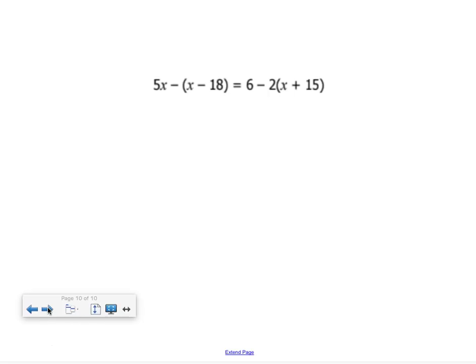Spoiler alert. So, again, what's in front of this parentheses? Well, we know it's an imaginary 1. So I have to distribute that. I'm going to have 5x. Negative 1 times x is negative x. Negative 1 times negative 18 is plus 18, equals 6. Negative 2 times x is negative 2x. Negative 2 times 15 is negative 30.